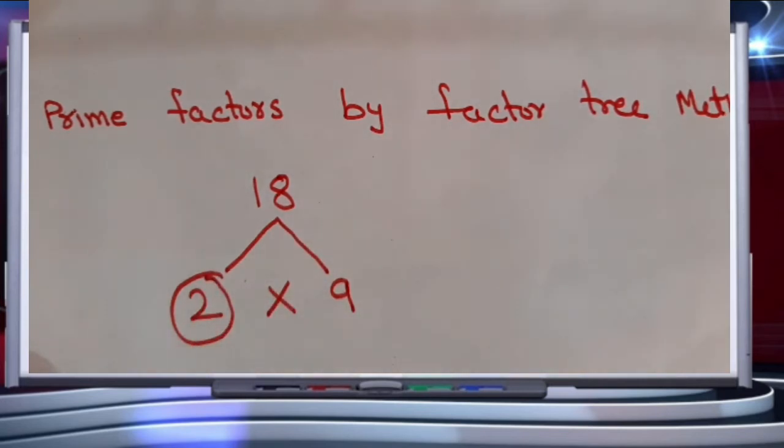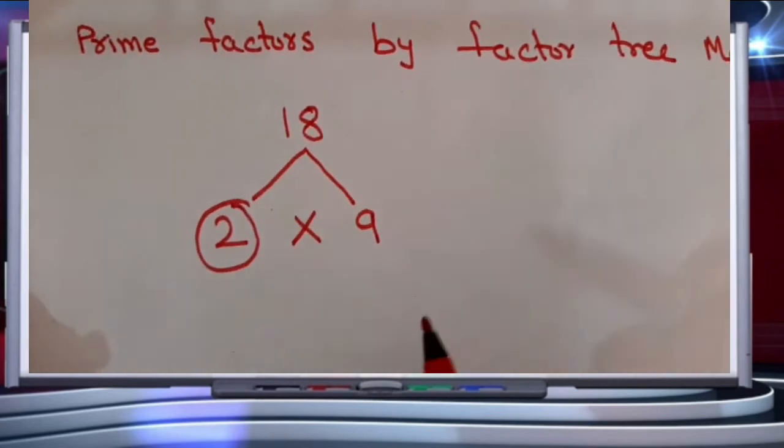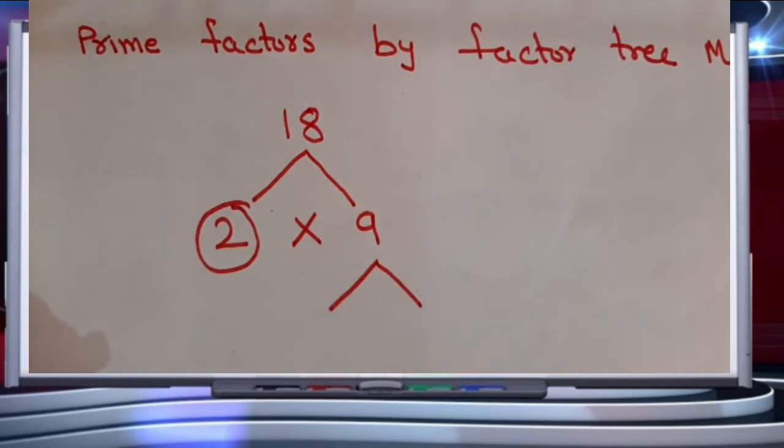Now I will not touch this. These are the 2 branches. But 9 is still a composite number. 9 is not a prime number. So again, I will make 2 branches of this composite number. Now 9 does not come in the table of 2. So I have to go to the next prime number, which is 3. Students, again I am repeating that the first 5 prime numbers we have to learn by heart. That is 2, 3, 5, 7 and 11.